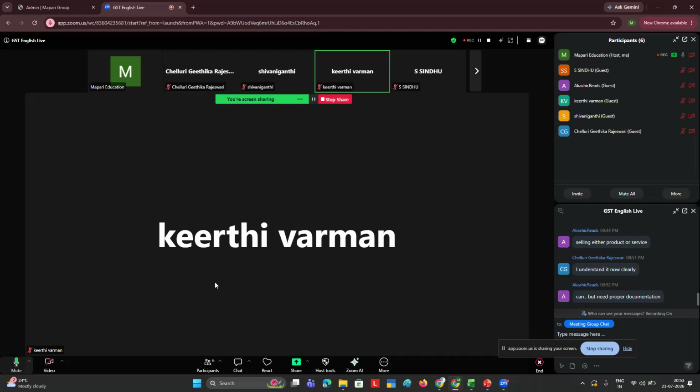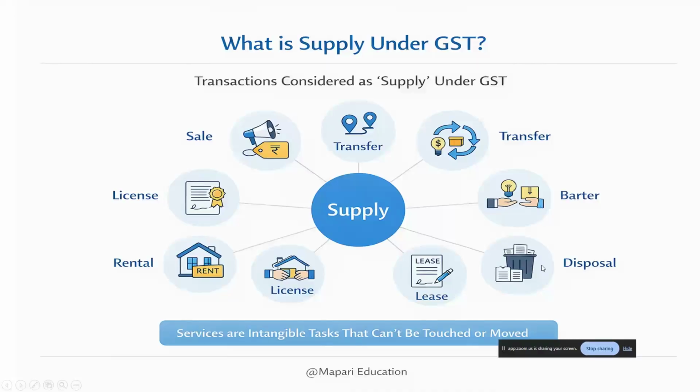Got it? You must consider it as a supply. You have to pay GST to the government, whether you are scrapping or disposing of your asset. If you want to destroy your asset, you can destroy it, but the government needs GST on it. Why? Because it's covered under supply. You can't skip that.